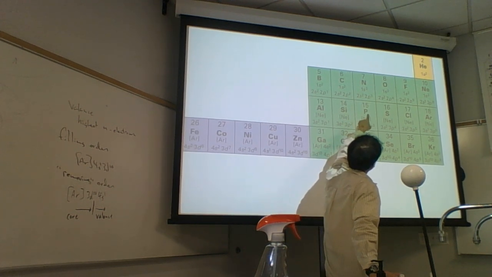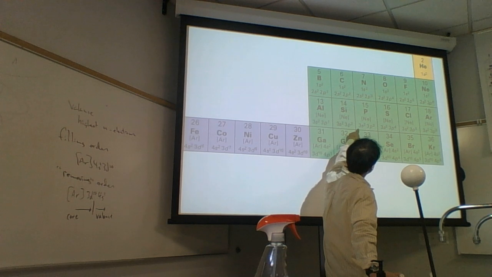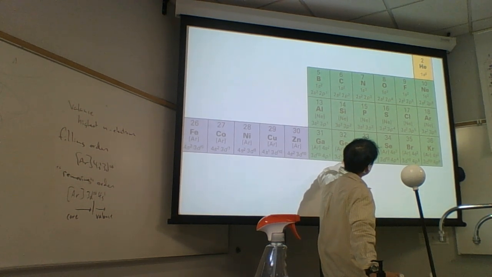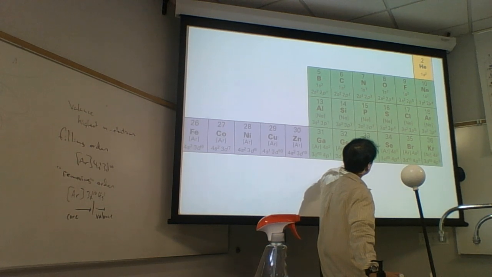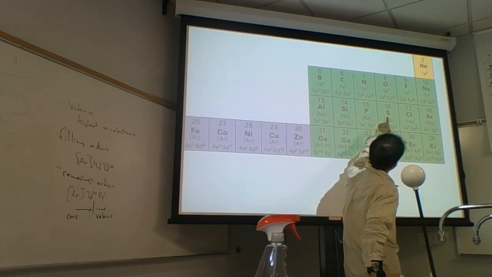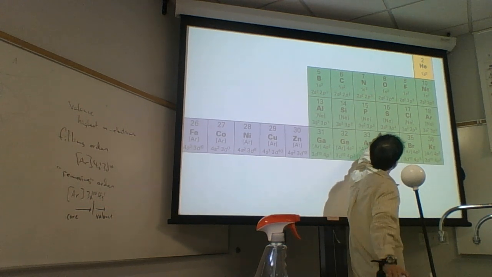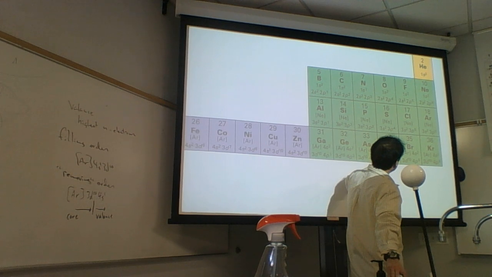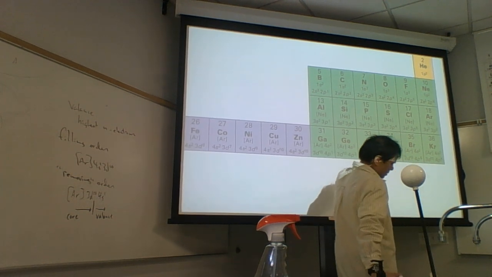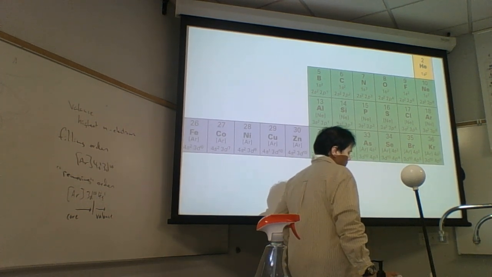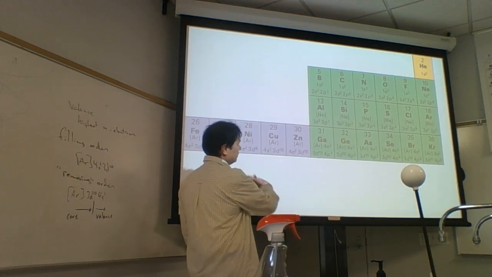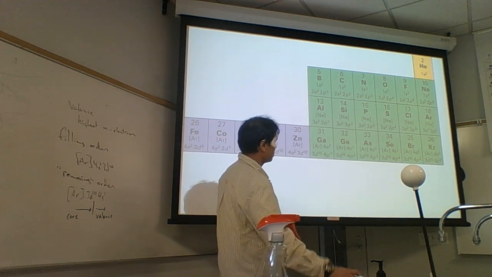Nitrogen? 5. Arsenic? 5 as well, the 3d are part of the core. Oxygen? 6. Sulfur? Selenium? 6. The 3d is absorbed in there. So, over on the left, it's easier to lose electrons.